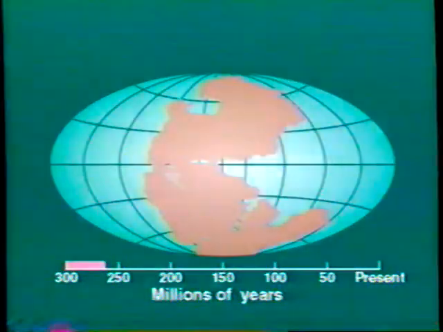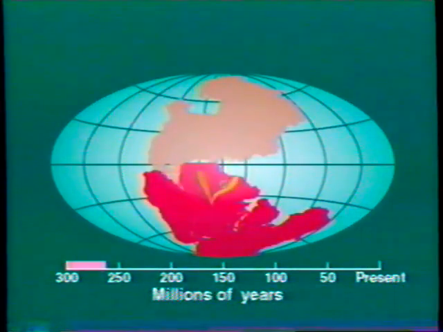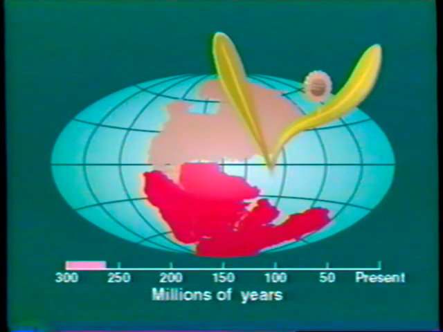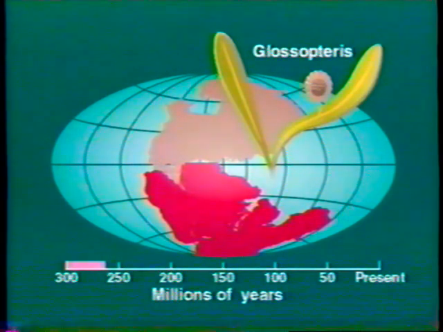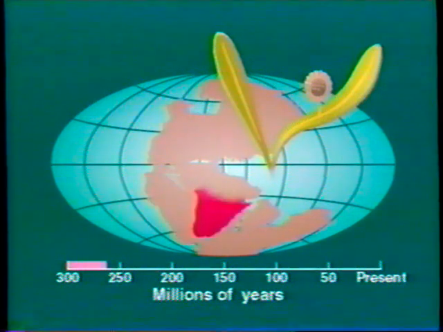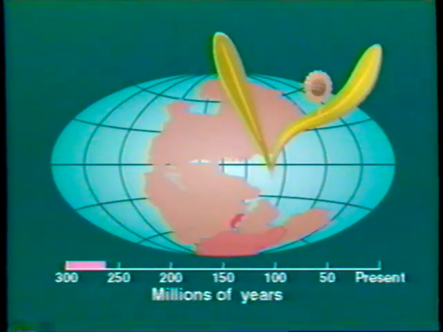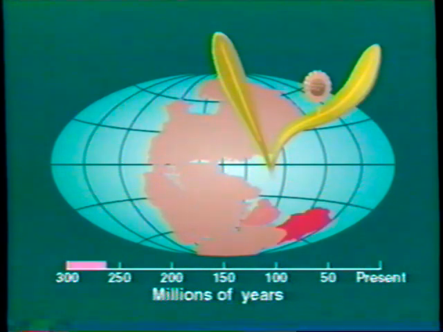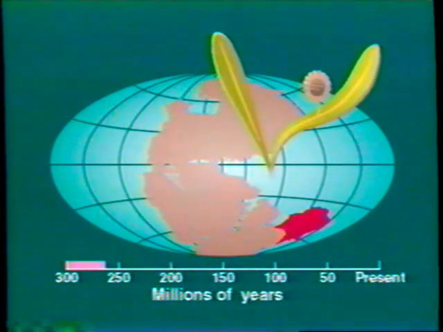Evidence linking the continents that form Gondwana is provided by the occurrence of the Permian seed fern called Glossopteris. This plant grew in South America, South Africa, Antarctica, Madagascar, India, and Australia during the Permian period.